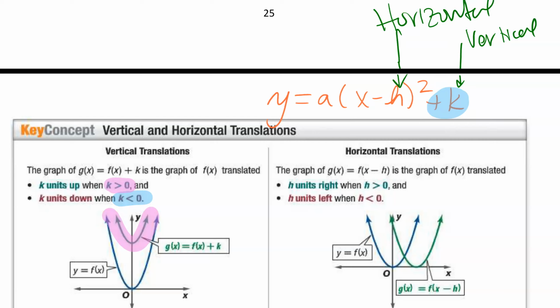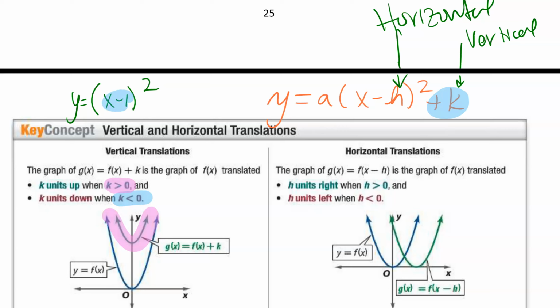I always think of horizontal as the opposite way you would think. So if I have something like y equals (x minus 1) squared, you see the minus 1 and you would think, got it, left is negative. Just kidding. Horizontal is always the opposite of what you think. It's a trickster. So minus 1 means you're actually going to the right one, positive.